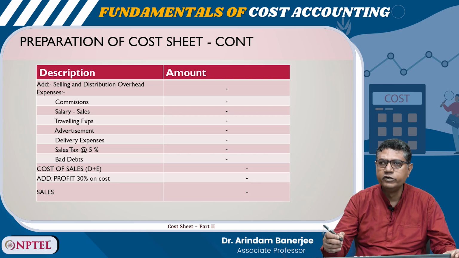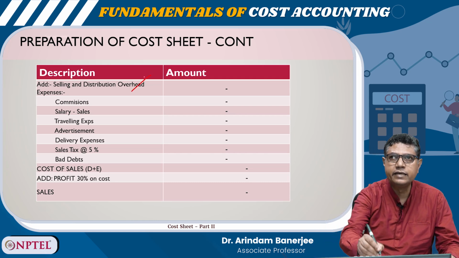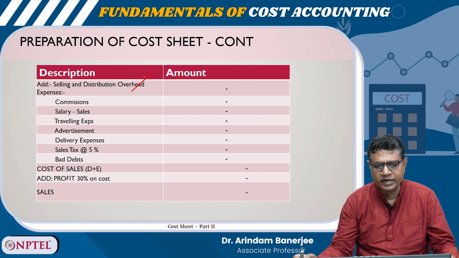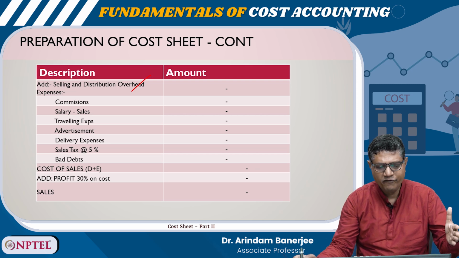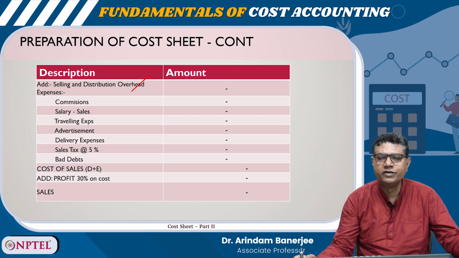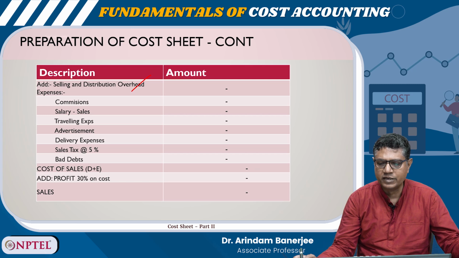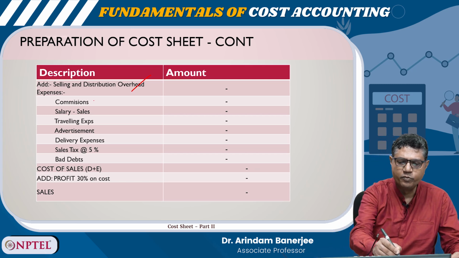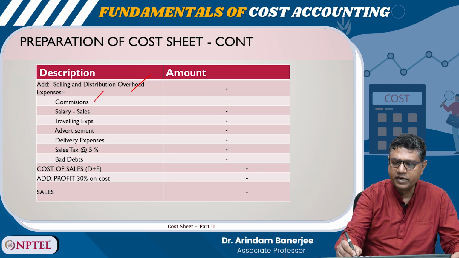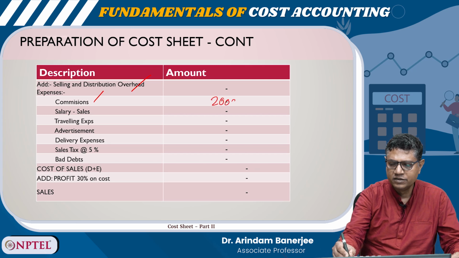So, next what you will do is add the selling and distribution over it, because from the factory complex it needs to reach the ultimate consumer, the end consumer. So, you need to add selling and distribution over it. For that, first you need to pay the commissions. Suppose you paid a commission of 2000, right?